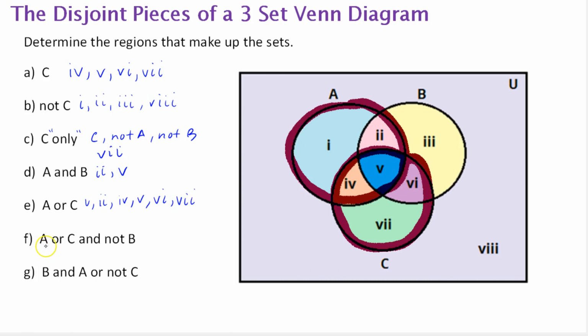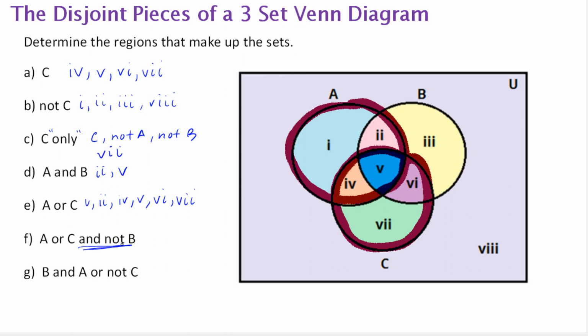In the next question, we're asked to find A or C, but notice added on to that is "and not B." So generally we'll read these from left to right. So we're going to start with A or C, okay? But then it also cannot be in B. So that means since it's an "and," we can cross out anything that's in B, okay?